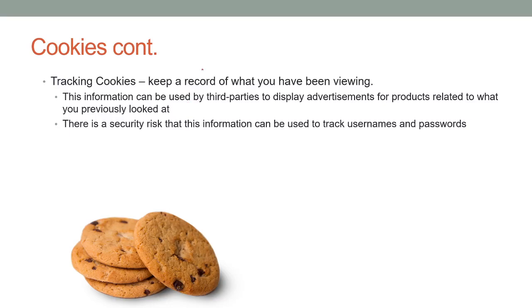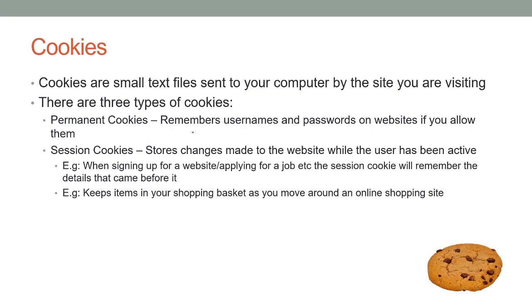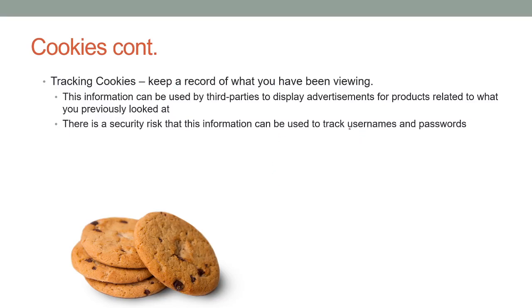However, the bit we're interested in is that there's actually a security risk with this, in that it can be used to track usernames and passwords. Now notice that permanent cookies are responsible for keeping usernames and passwords. That is their job. That's why I wanted to clear this up. But with tracking cookies, there's a way that hackers are able to see usernames and passwords, and it's not the tracking cookies' intention. They're just made for ads. So again, these are the only security risk.